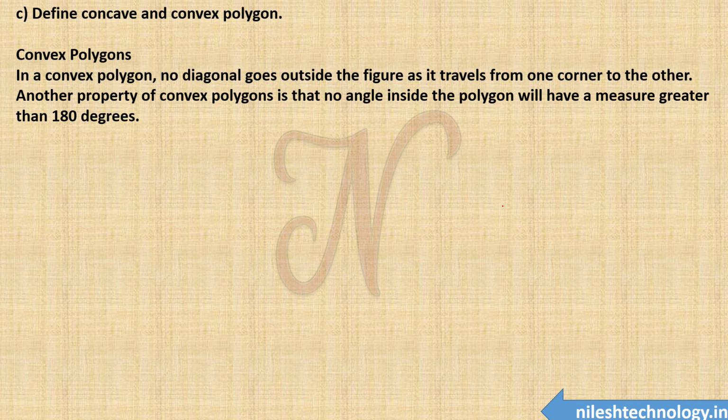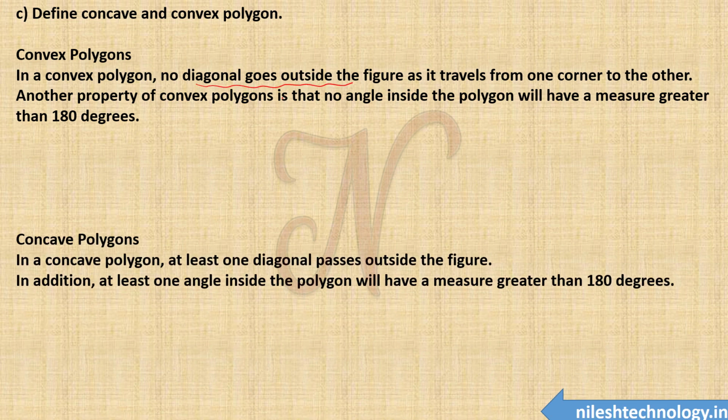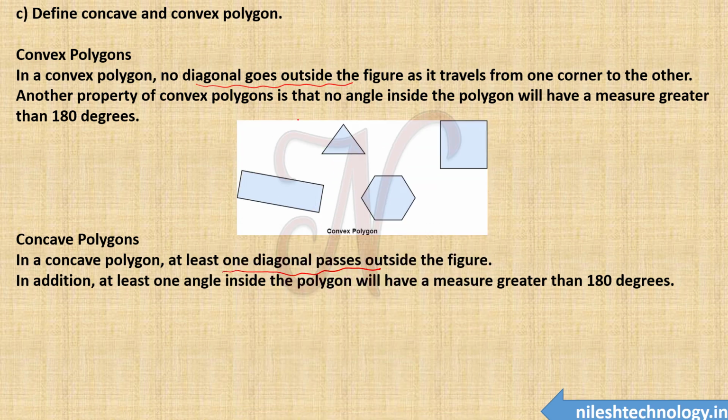See the convex polygon. No diagonal goes outside the figure. So this is called the convex polygon. And the next one is the concave: at least one diagonal passes outside the figure. See the example. This is your polygon. If we intersect the line, then it passes through the whole polygon.